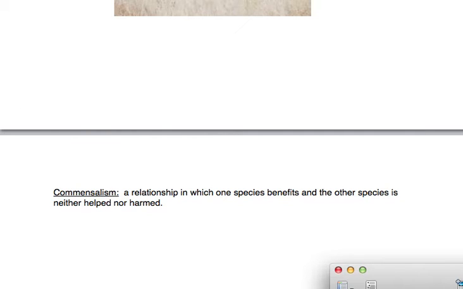I have a little example here. I thought I had an example of a turtle. I'm going to have to find a picture and show you later, but an example would be a turtle that has barnacles on its shell. The barnacles are getting a free ride and are able to filter out microorganisms for their meals, but the turtle isn't bothered at all. The barnacles aren't hurting it, but they're not being helped by the barnacles either. The barnacles aren't doing anything for the turtle, but they're not harming it either.